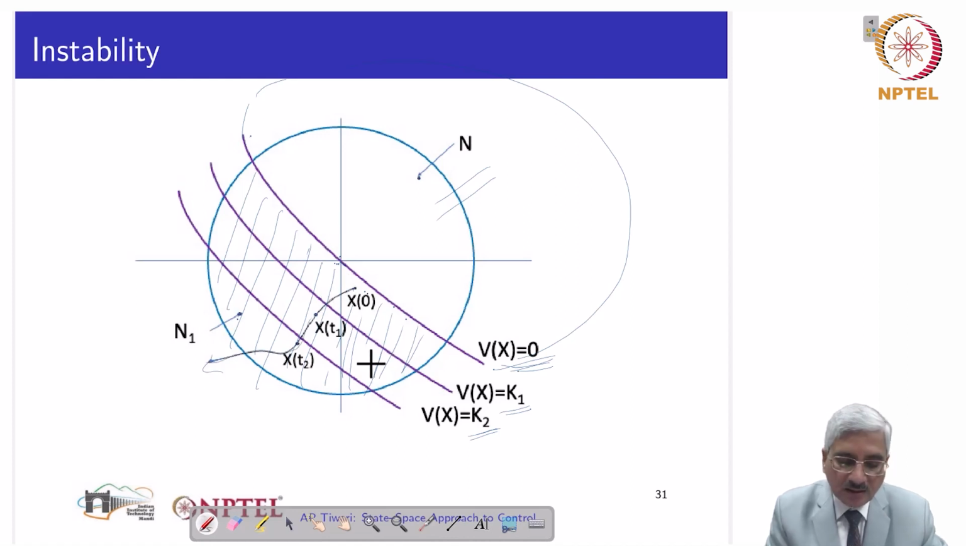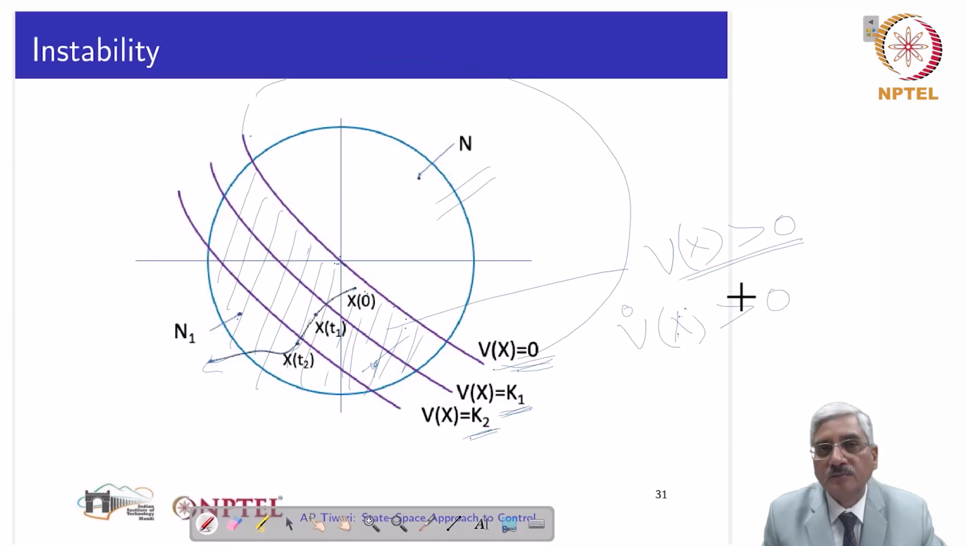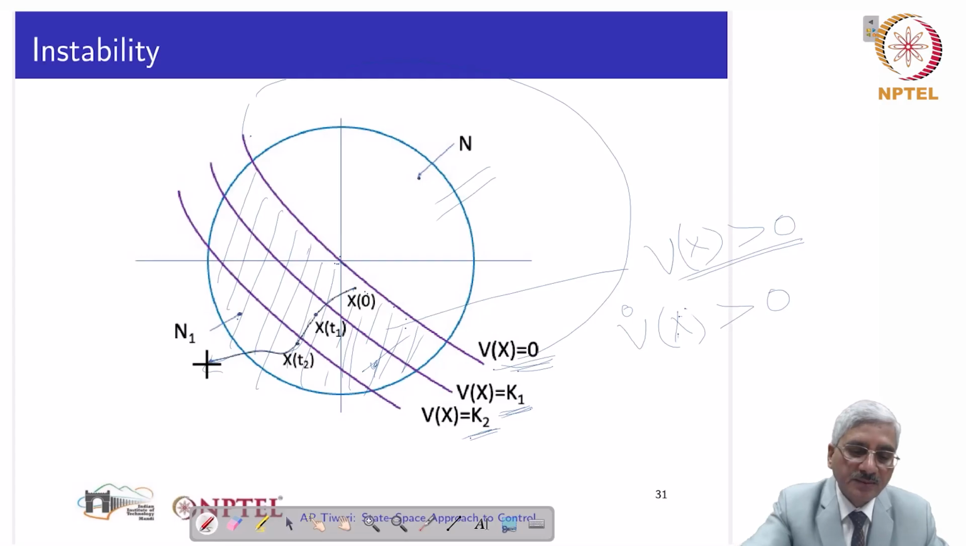because in this region which is shown hashed, two things are happening. One, V(x) is greater than 0. See, it is K1. Subsequently it is K2 and so on. So V(x) is greater than 0 in this hatched region, and V dot x, which we said in the previous slide, is also greater than 0. So obviously x has to grow with time and it will leave the region N, and so the system is unstable. This is the concept of instability.